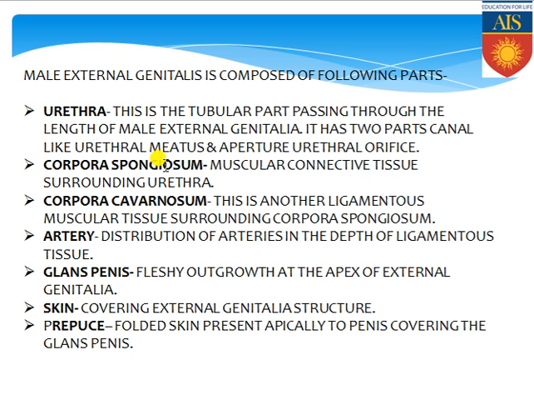So this is overall the structure of the male external genitalia. I think the structural parts present are very much clear to each and every one.